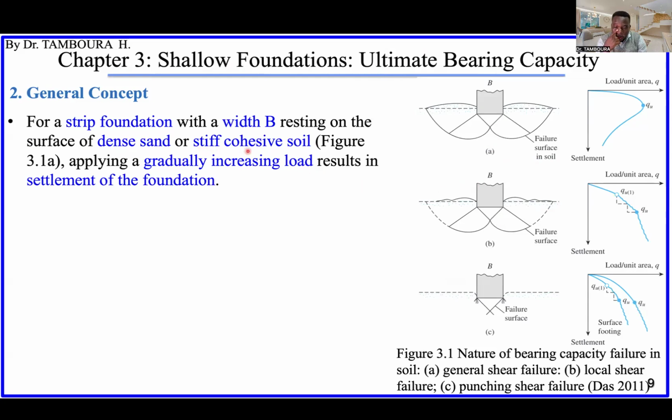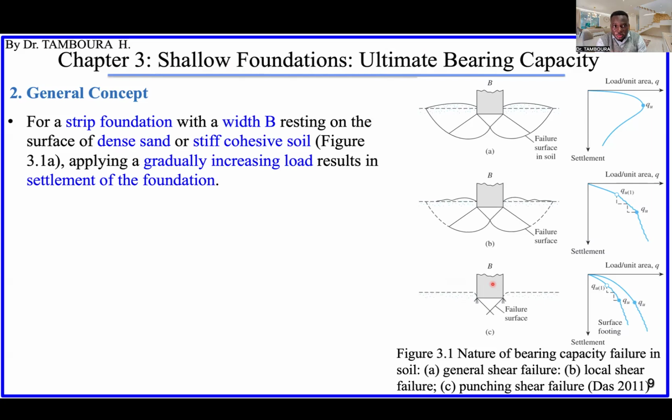So the thing is, the ultimate bearing capacity, I hope you understand now what it is, depends on the type of soil. With the same footing, I mean the same dimension, you can see here B, the width of this footing, if the soil beneath the footing is different, you will have different bearing capacity. So the type of soil matters.